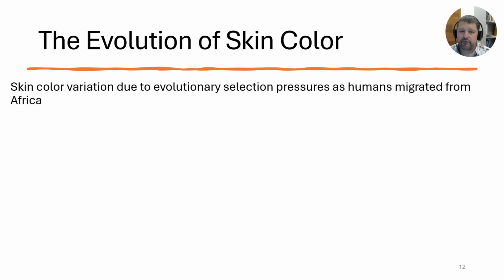All right, real quick, let's finish up and we'll just talk a little bit about the evolution of skin color. I like to talk about this when we talk about the differences between people and why some individuals have light skin color, some tan, some dark skin color, and what's the evolutionary selection? What's the evolutionary benefit of having different skin color?